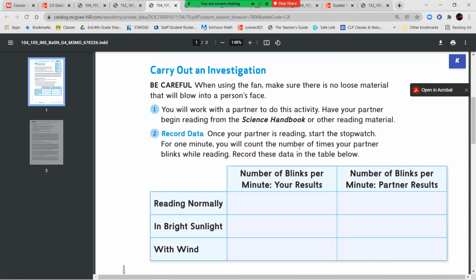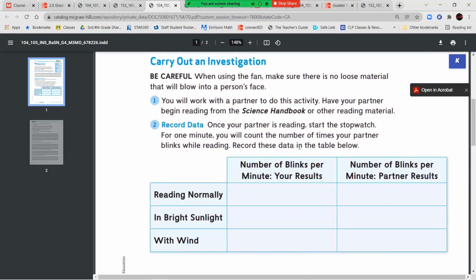Once you've completed writing your prediction, you're going to carry out the investigation. So please be very careful. Again, if you're working near anybody or you have a fan or anything near someone's face, you do have to be very gentle. You're going to work with a partner. This can be anybody at home. And you're going to have your partner begin reading from the science handbook or other reading material. So the person's going to be reading. And what you're going to be doing is you're going to either put a really bright light near them, or you're going to put a fan near them.